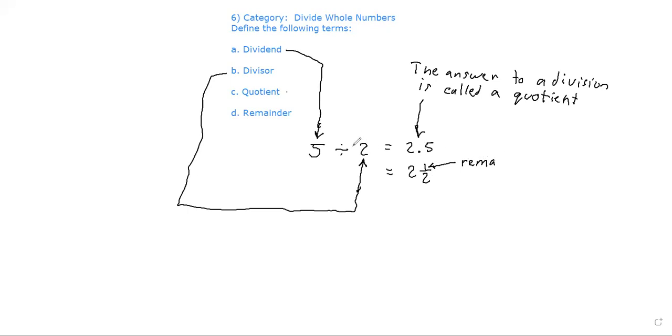Once you divide 5 by 2, you get some whole number value, and then a fraction represents what's left over. The whole number is 2, and the top of the fraction will be the part that's left out. We usually call that the remainder. So this 1 here is the remainder.